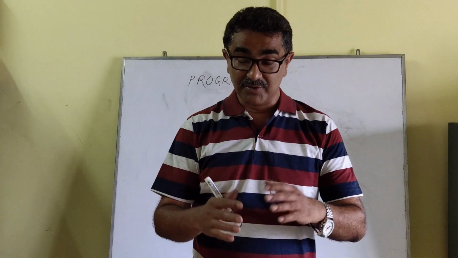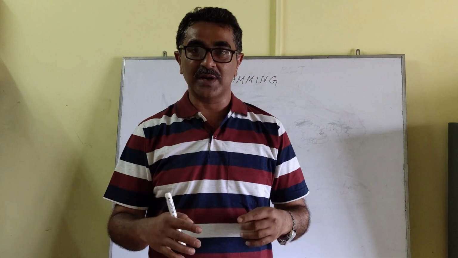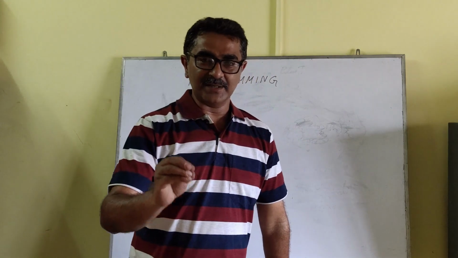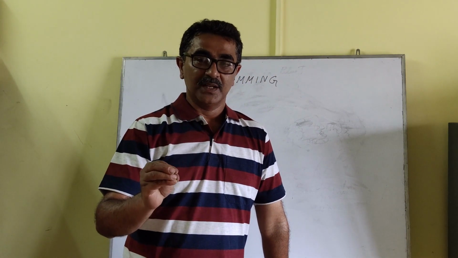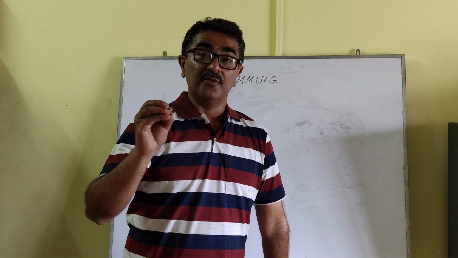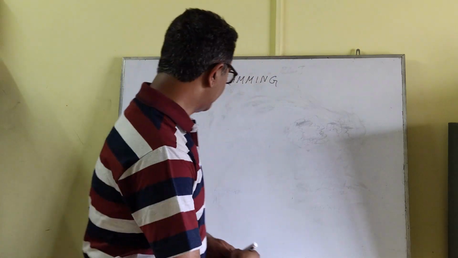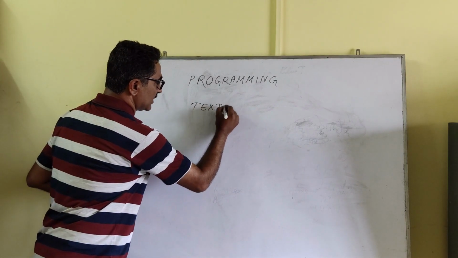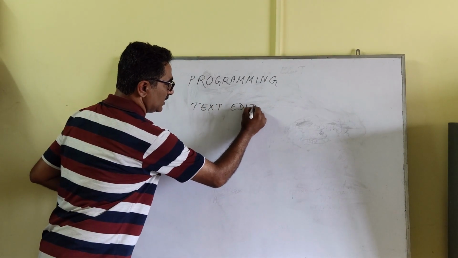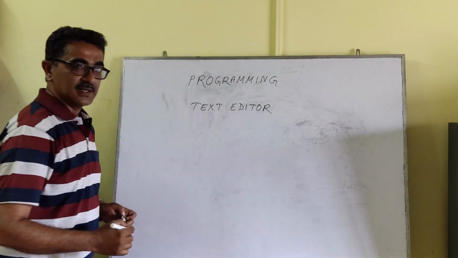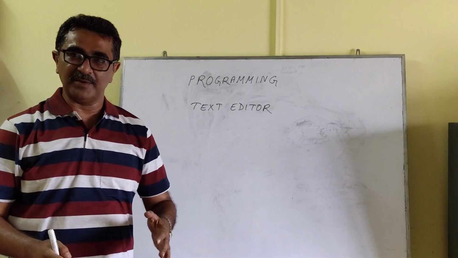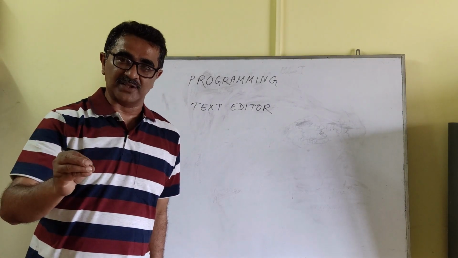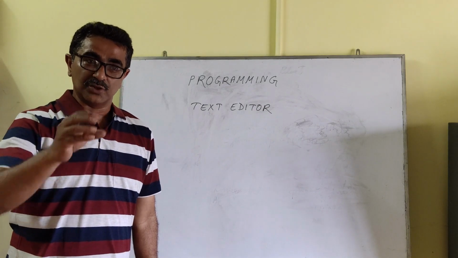Now, the question arises, how do we write programs? To create or write a program, first of all, we need to use a text editor. The first thing we need is a text editor. A text editor is a place where we basically write our program. It is a software package which is used to write our program.